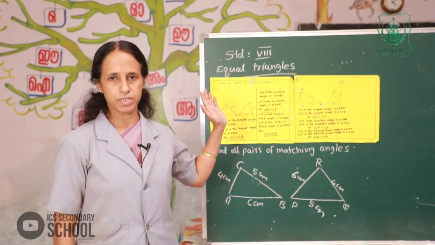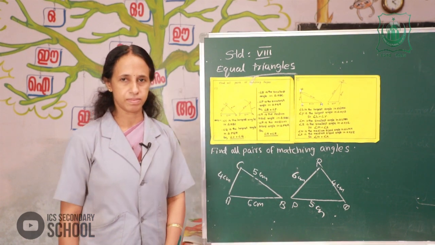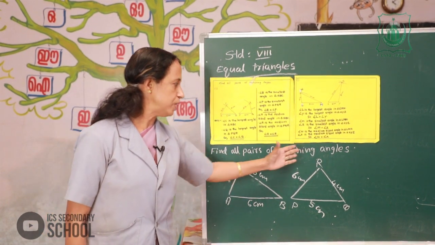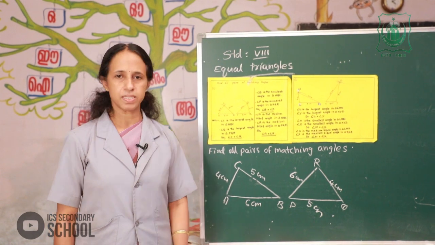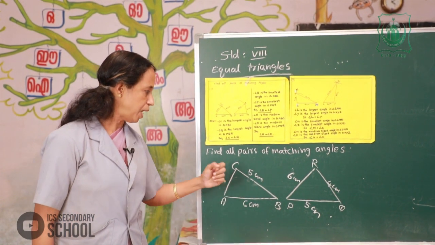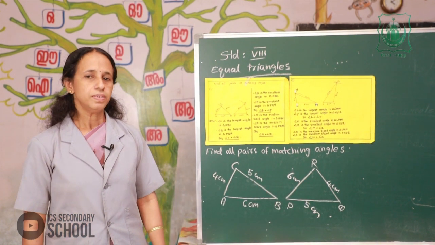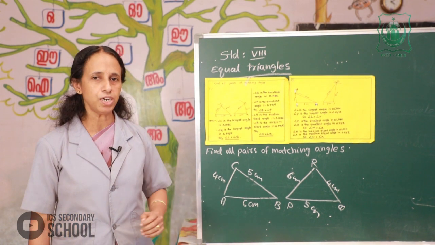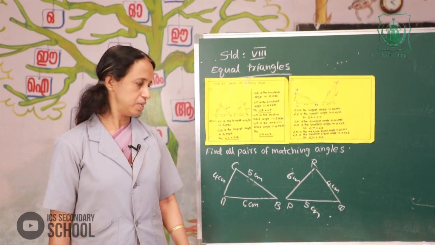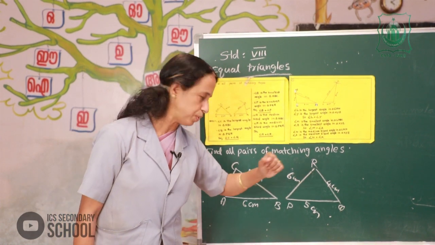Please note the first question. Find all pairs of matching angles. Here two triangles are given, triangle ABC and triangle PQR. The sides of triangle ABC are equal to the sides of triangle PQR.